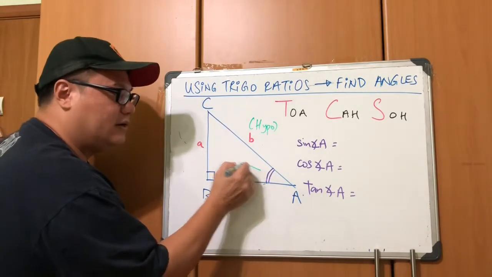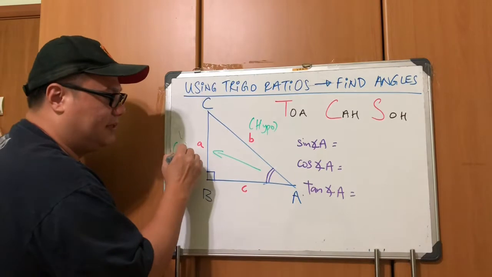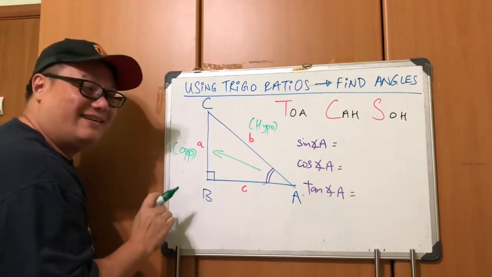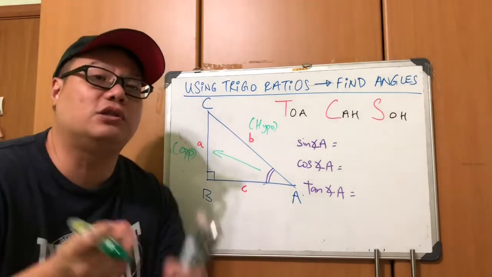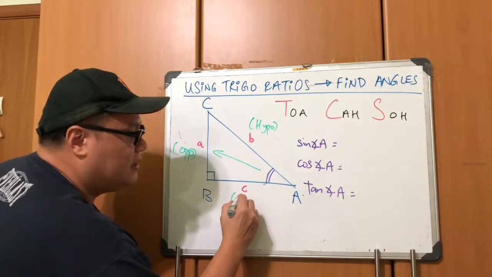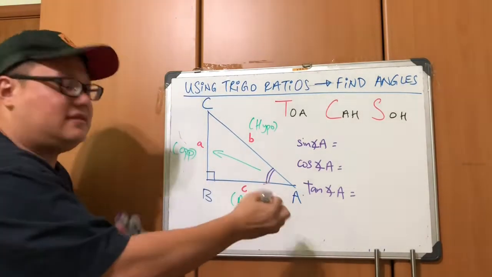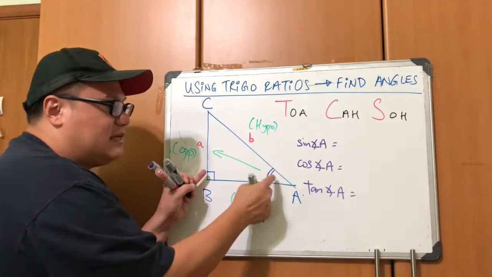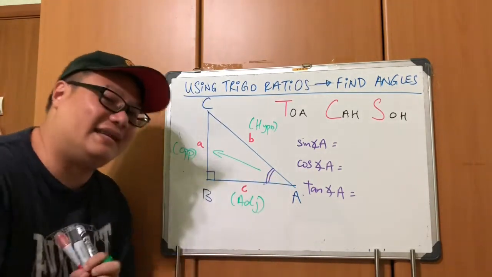If this is the reference angle, look opposite it, OPP. So this must be the opposite. The length opposite the reference angle, we call the opposite. Last but not least, adjacent, ADJ. Adjacent is a length that touches both the 90 degrees and the reference angle. Both angles touch this line.